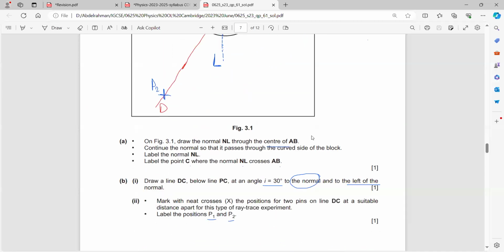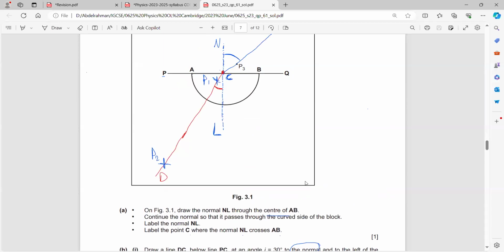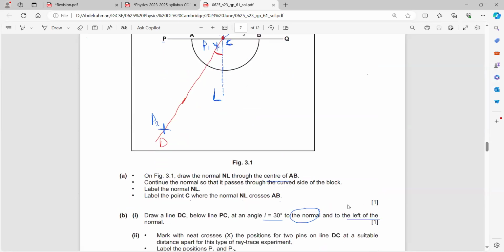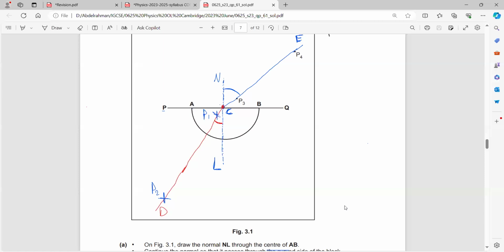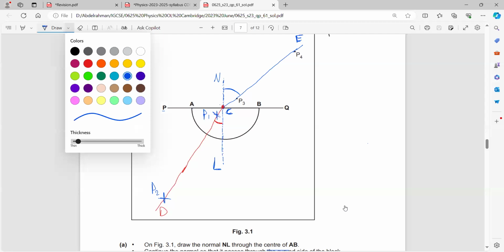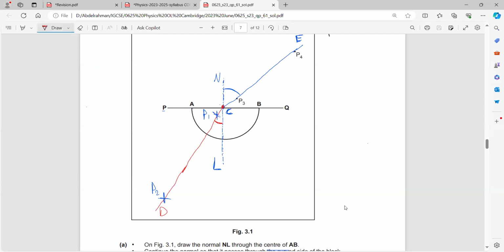You will need to draw a line DC below the line at an angle of 30 degrees to the normal. What do I mean by to the normal? 30 degrees to the normal and to the left of the normal. How will I draw a line 30 degrees to the normal and to the left of the normal this way? Okay, I will place my protractor.